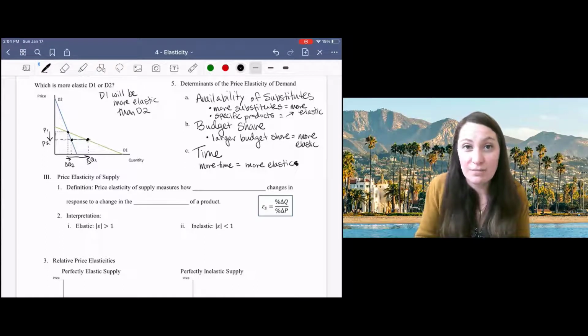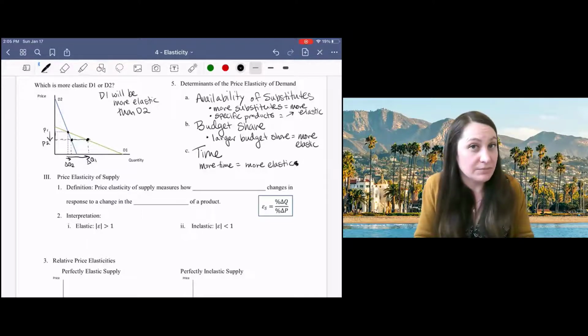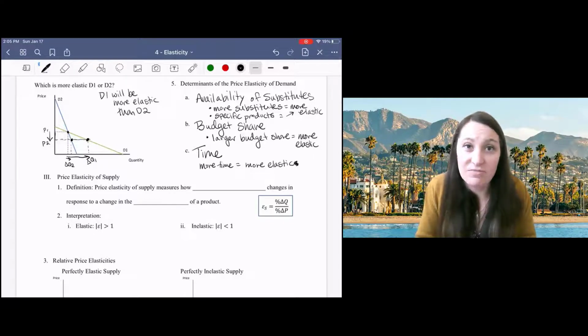versus potentially different behavior changes after a longer period of time. So for example, if the price of gasoline doubles, tomorrow I likely have to make the same number of car trips that I made today. I have to drive to work or pick my kids up from school, get groceries.